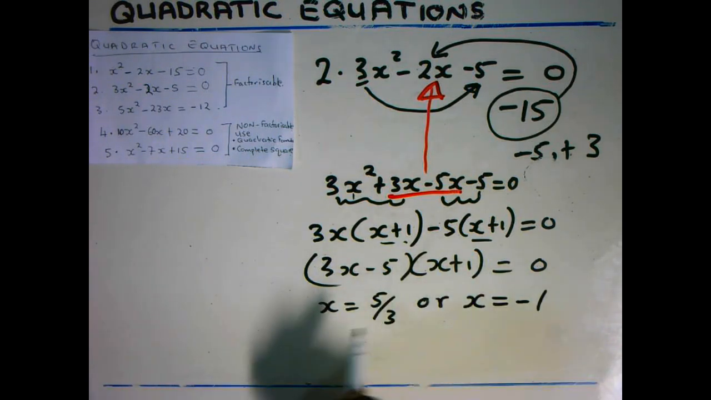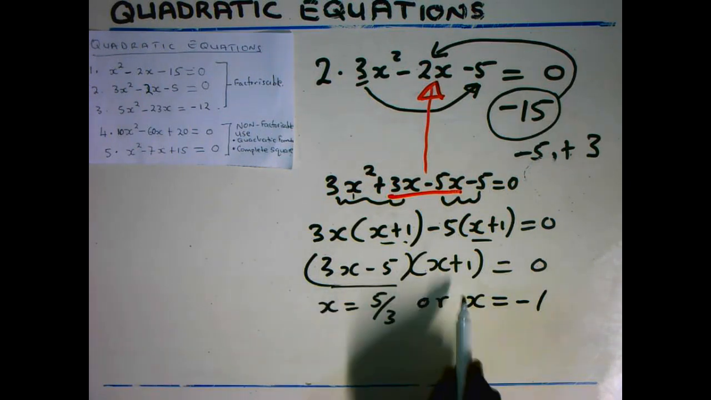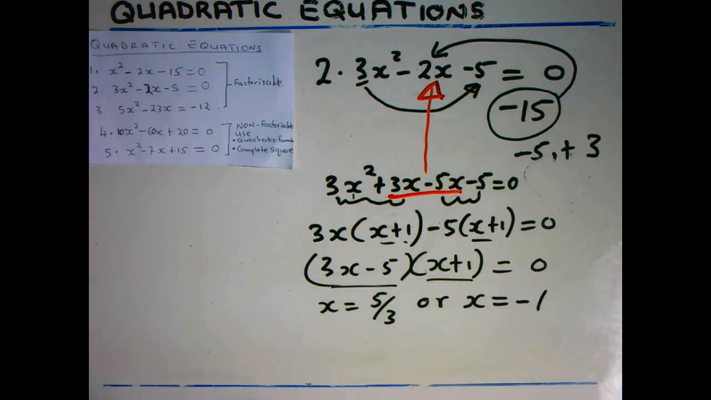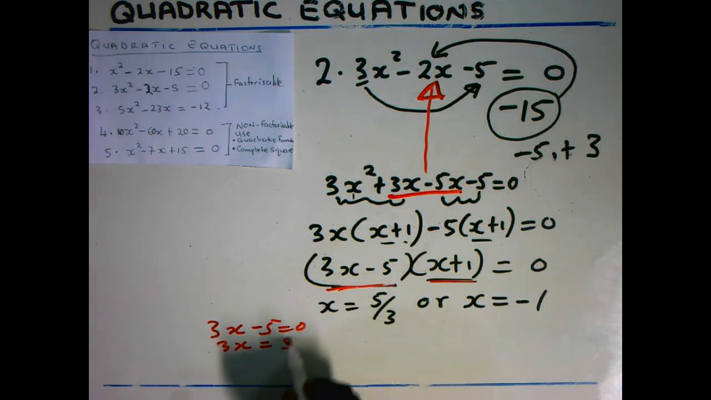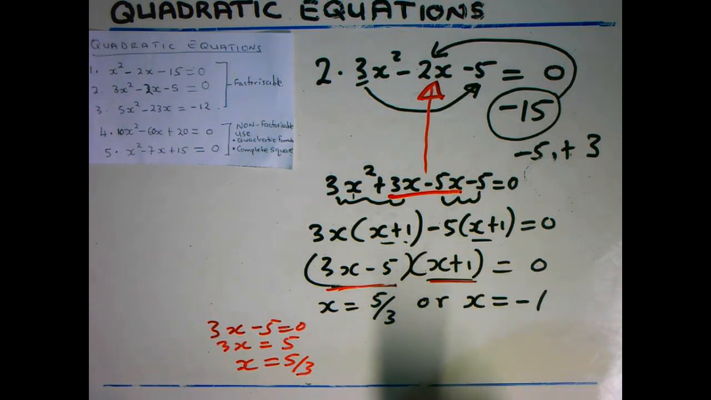You see what is happening? Either this is 0 or that is 0. So if this is 0, it means we are simply saying 3x minus 5 is equal to 0. 3x is equal to 5 when we take 5 the other side. So we divide by 3 throughout both sides of the equation. We get x is equal to 5 over 3. That is what I've done there, just to illustrate that stage so that you are not confused.